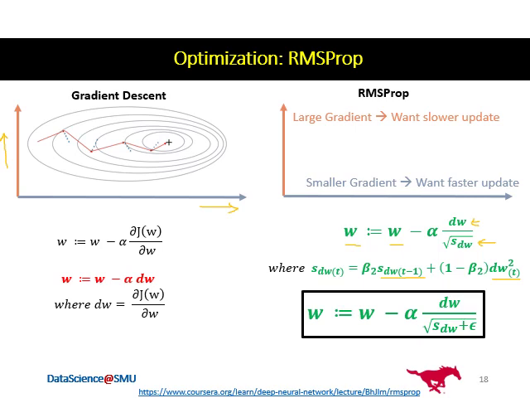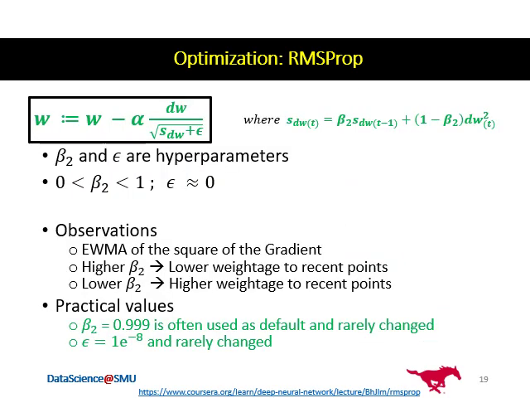Now, a practical consideration here is that we are going to add a small term called epsilon to the denominator, because SdW can actually be 0 and we want to avoid divide by 0 errors. Okay, so to summarize, the weight update equation for RMSProp is given by the equation in the box, and the SdW term is the average of the square of the gradients of previous time points and the current time point. Beta 2 and epsilon are hyperparameters to this RMSProp algorithm.